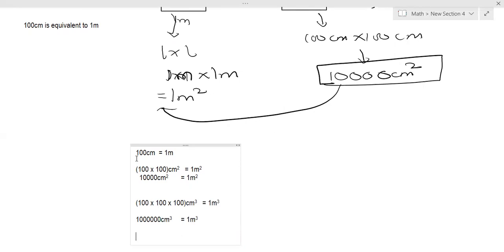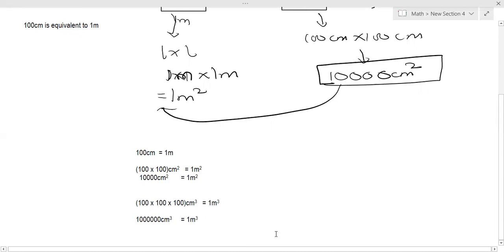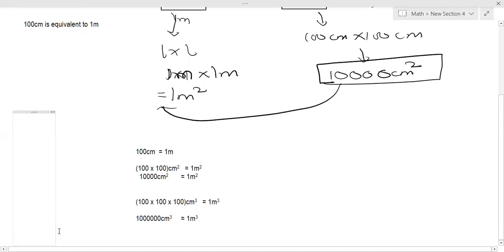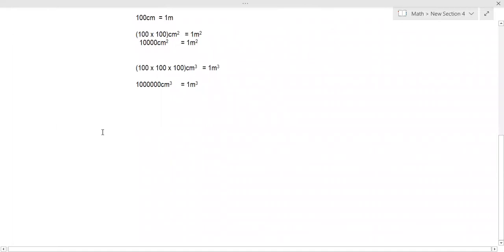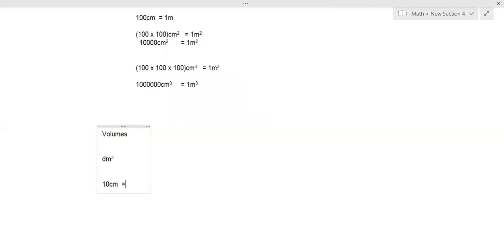And you can also use this another way. This is common, we see this in chemistry when we talk about dm cube. When we talk about volumes, dm cube is very common. Okay, so we know that 10 centimeters is equal to 1 decimeter, right? So how many centimeters cube will be equal to 1 dm cube?